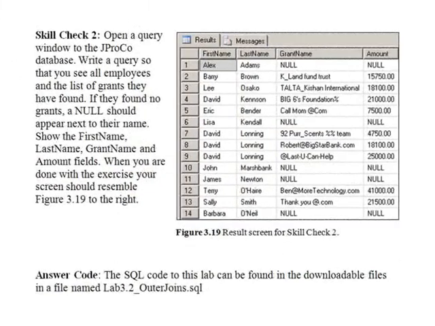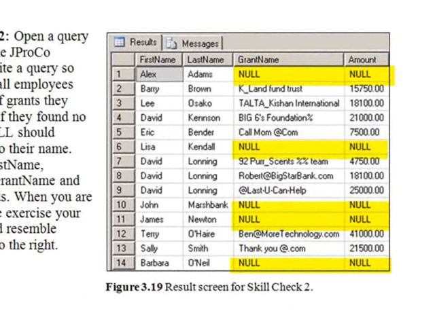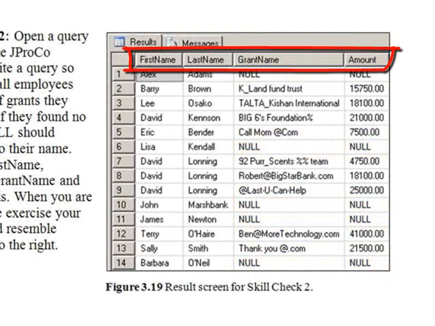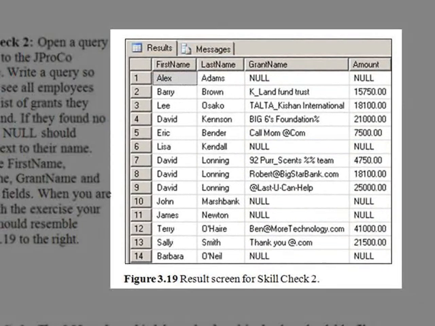Time for Skill Check 2. Write a query so that you see all employees and the list of grants that they have found. If they have found no grants, a null should appear next to their name. Show first name, last name, grant name, and amount fields. When you're done, your screen should resemble the figure you see here.